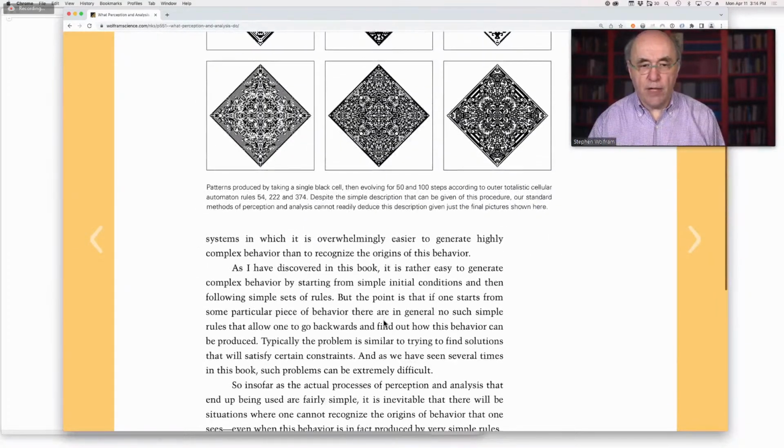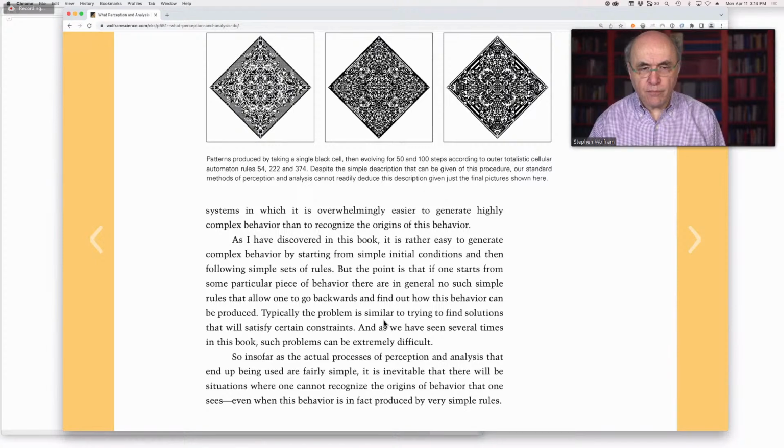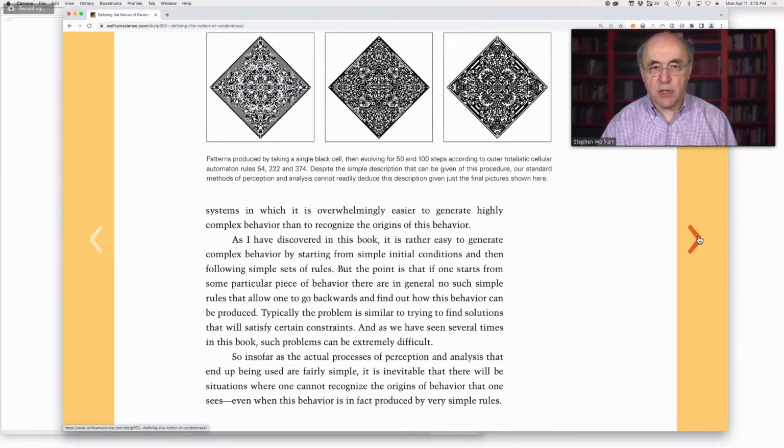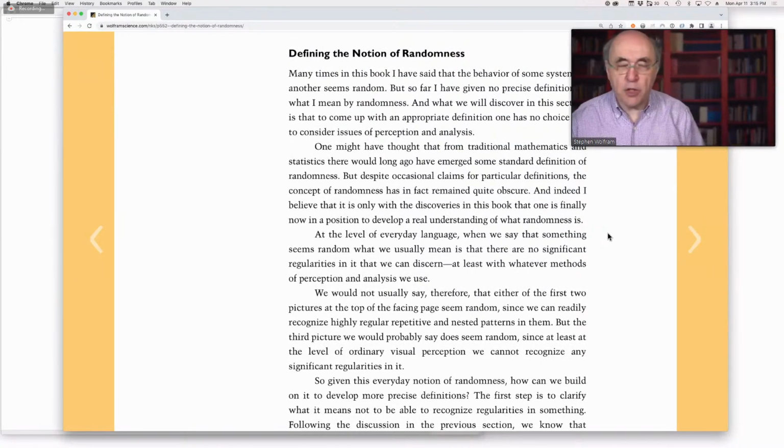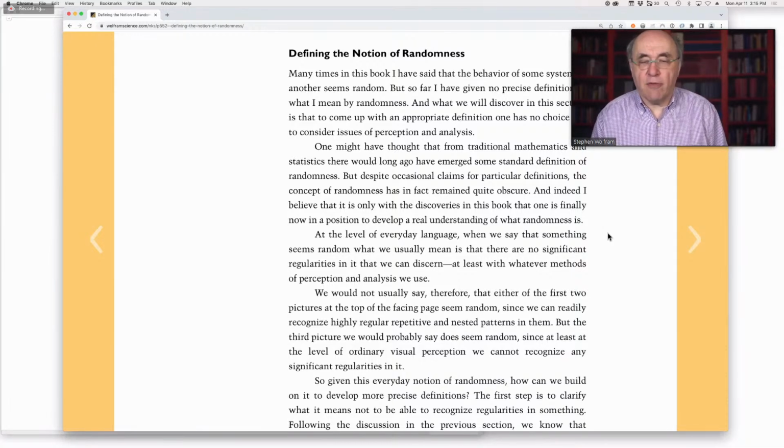But here we're just looking at the question: how do we go ahead and perceive this particular pattern? What are the rules? What's the program that we use to perceive, to reduce that pattern to a summary that we can readily understand, transmit, store, whatever else? So the first question here is, when we look at a pattern and we say, well, that just seems kind of random, what do we mean by that?